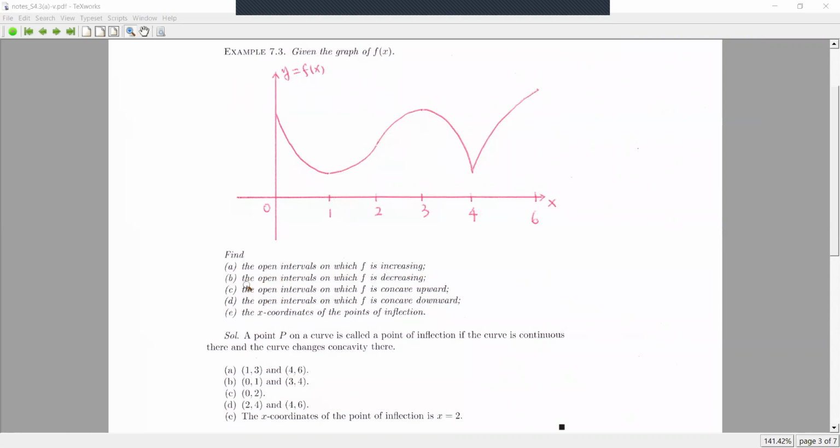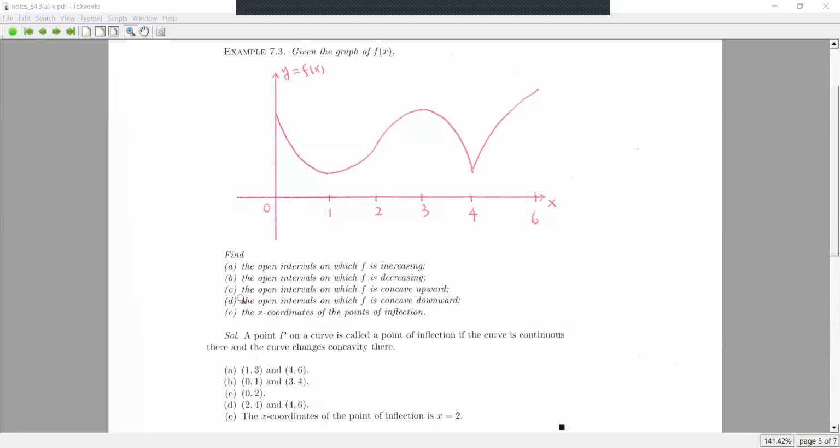Second question, find the open intervals on which f is decreasing. The graph is decreasing from 0 to 1, the curve is decreasing. From 3 to 4, the curve is also decreasing. So the answer to the second question is the interval 0 to 1 and 3 to 4.